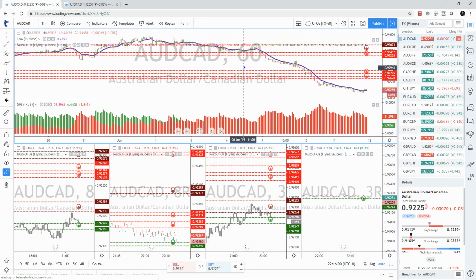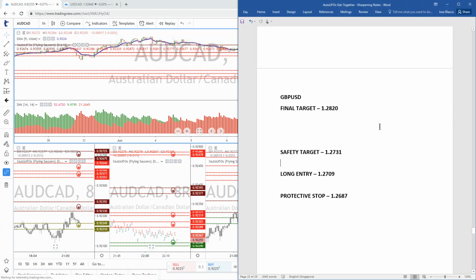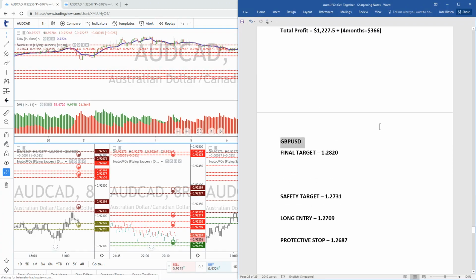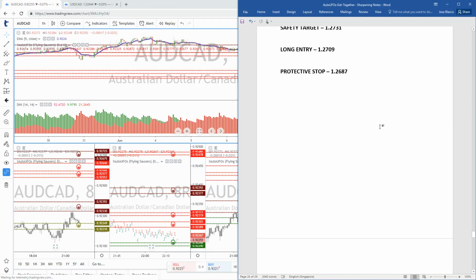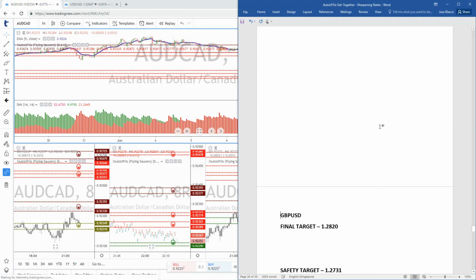So here's the trade. Final target is gonna be 0.9262. Safety target, we'll see that in a minute. Long entry, we're gonna go for 0.92, 25 plus 2 is going to be 27, and price is already there. So actually we are a little below that. 92.27. Yes, we are a little below that. So it's time to enter.